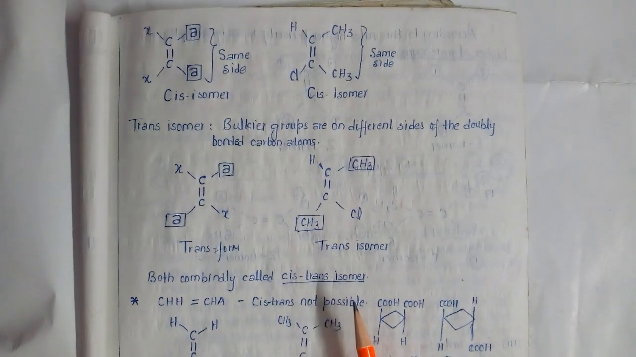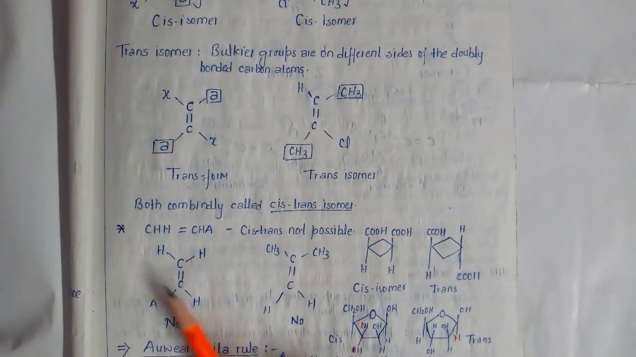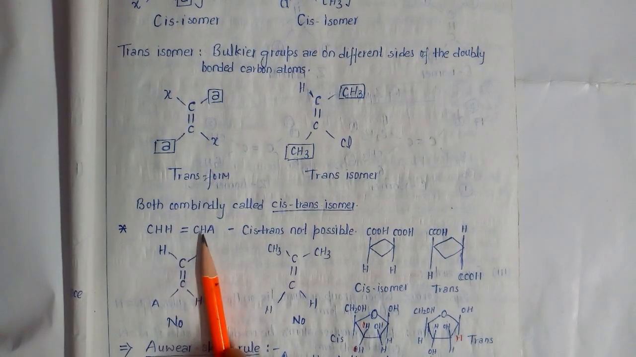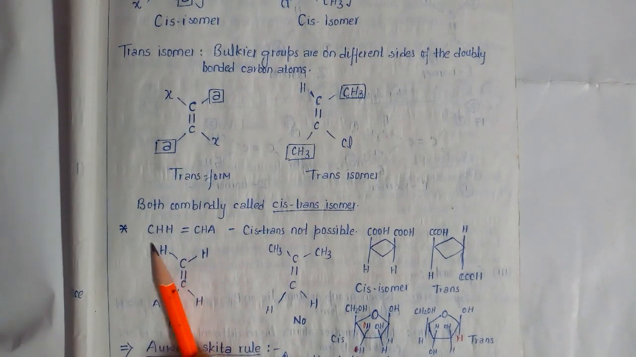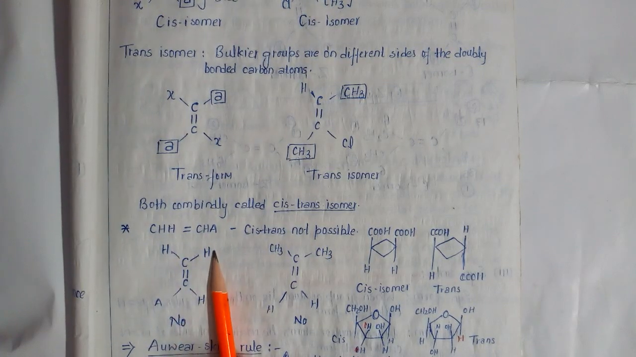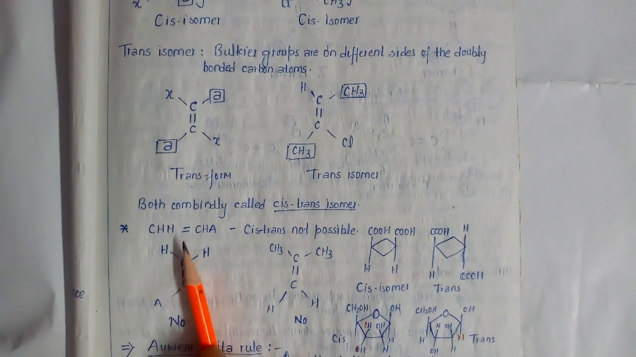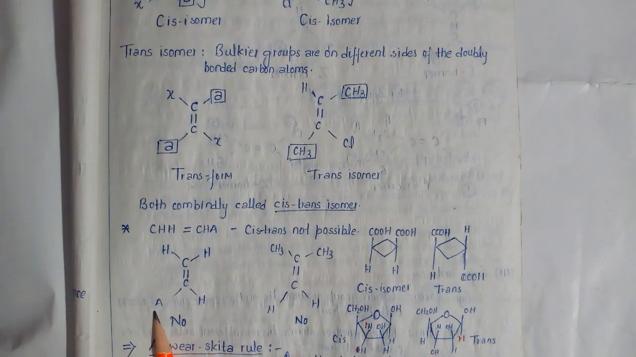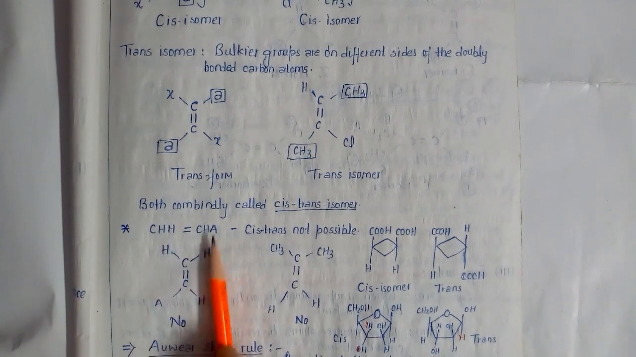Now, one very crucial question, and this is very, very important from the examination point of view. This is the species where CHH is double bonded to CHA. It means around the double bonded carbon atom, there are two hydrogens on one side, and on the other side one hydrogen and one other atom or group of atoms. This type of molecule never shows cis-trans isomerism. This is a very, very important point from the competition point of view. This is represented as CHH and CHA.